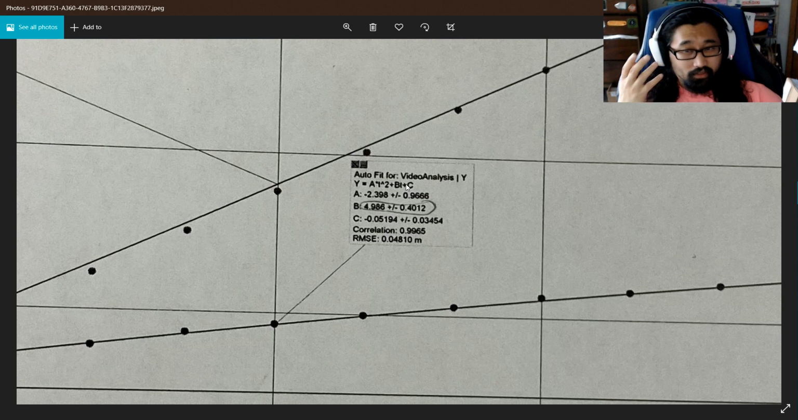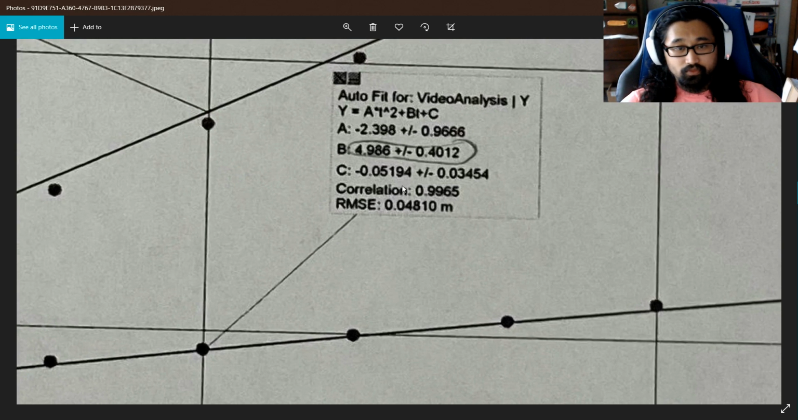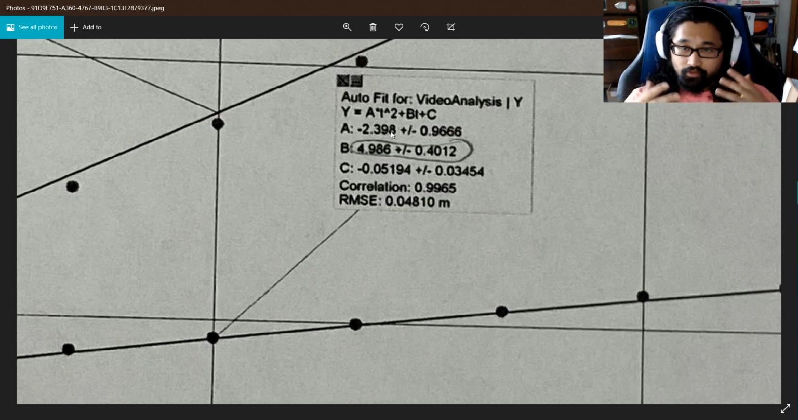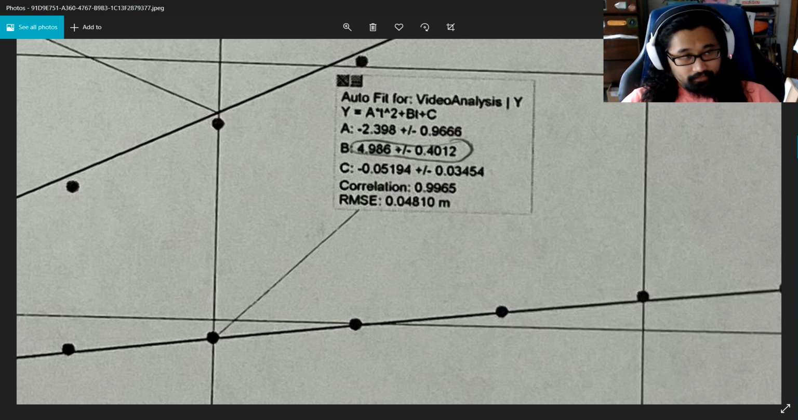That should sound and look kind of familiar, and there is a reason that this B value is circled. AX squared plus BX plus C is the general formula for any parabola, but specifically in our case, it's one half AT squared plus VIT plus initial position. That's the big equation. I've kind of flipped it around a little bit, but that's the big equation.